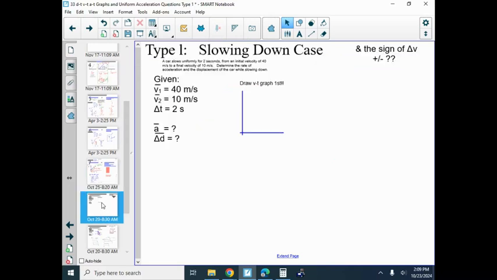So here we've got a so-called slowing down case. I have the little stories in there as well. A car slows down uniformly for 2 seconds from an initial velocity of 40 meters per second to a final velocity of 10 meters per second. Determine the rate of acceleration and displacement. A very similar question, right? We can draw the VT graph. Obviously we're starting at 40 and we're ending at 10. That's a pretty good scale there. 2 seconds is somewhere along there. And again, we're talking about uniform acceleration, and so we're talking about a nice straight line. I don't know if I ever said that on the other one, right? Nice straight line.